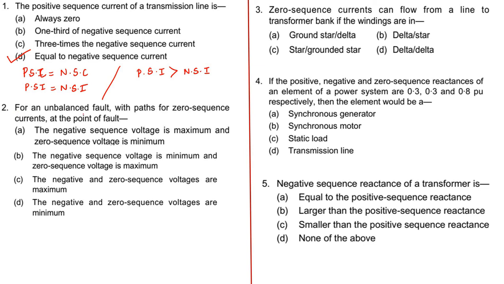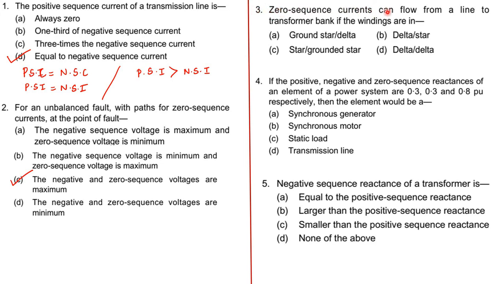Question 2. For an unbalanced fault with paths of zero sequence current, at the point of fault, A. the negative sequence voltage is maximum and zero sequence voltage is minimum. B. The negative sequence voltage is minimum and zero sequence voltage is maximum. C. The negative and zero sequence voltages are maximum. D. The negative and zero sequence voltages are minimum. At the point of fault, the negative and zero sequence voltages are maximum. Option C is correct.